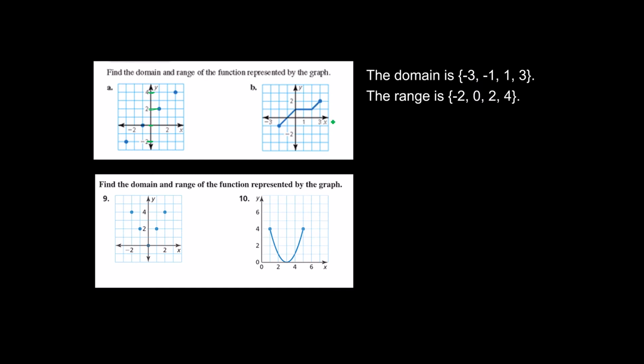But notice, if you're looking at your domain or your x values, you can look and see that this graph begins here at -2. And it goes to the right, and it continues going to the right until it reaches +3, at which point it stops.